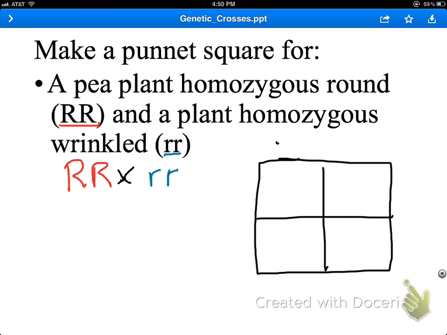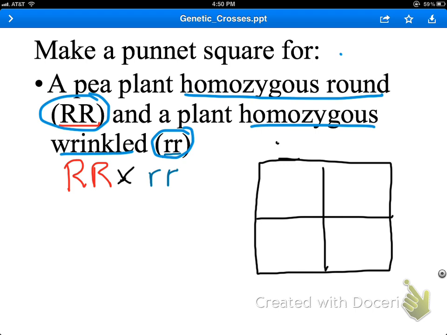Let's make a Punnett square for this particular trait. So let's talk about a pea plant that is homozygous round. So we know homozygous means they're both going to be capital or lowercase. Because round is dominant, we're going to use 2 capital R's. Let's say we cross that with the opposite trait, a homozygous wrinkled, which is going to be represented by 2 lowercase letters. When we write our Punnett square, we're going to take one parent's genotypes and put them at the top, and then we're going to take the second parent's genotypes and write them on the side, and then we're going to fill in the Punnett square.